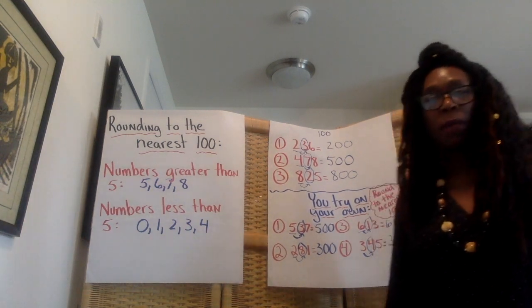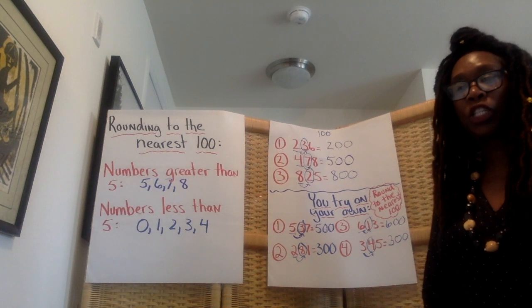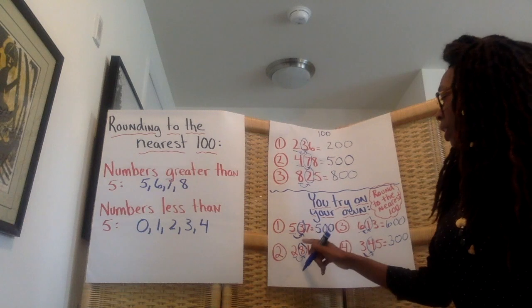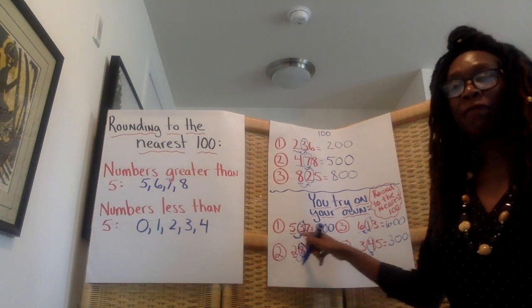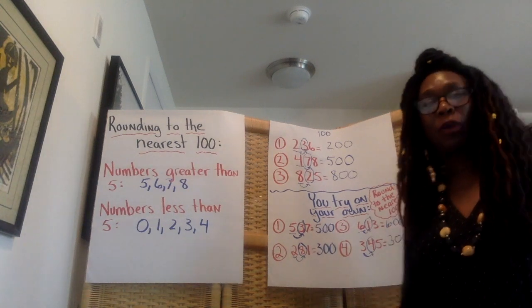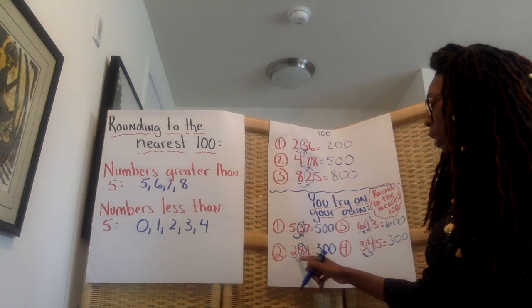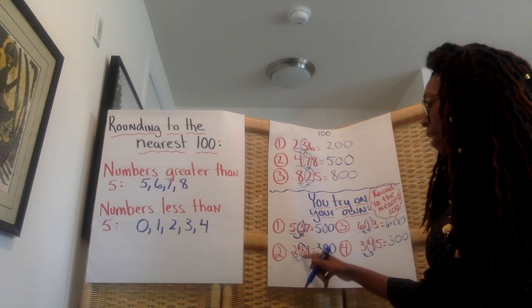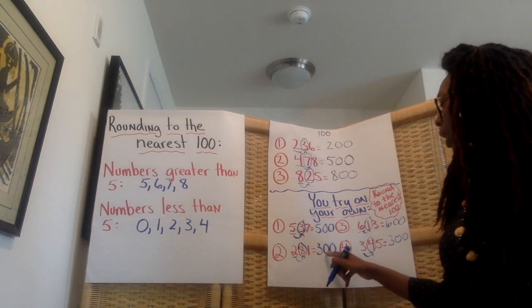Perfect. So by this time, you should have been able to answer all of your questions. 537, I looked to the right of the 5. The 3 was lower than 5, so I kept the 5 the same. That's how I was able to get 500. 281, I looked to the right of the 2 in the hundreds place. And the 8 is greater than 5, so I had to round the 2 up to 300.